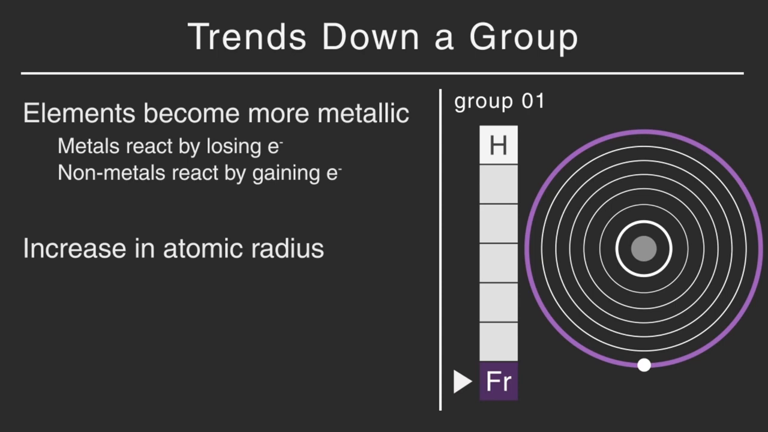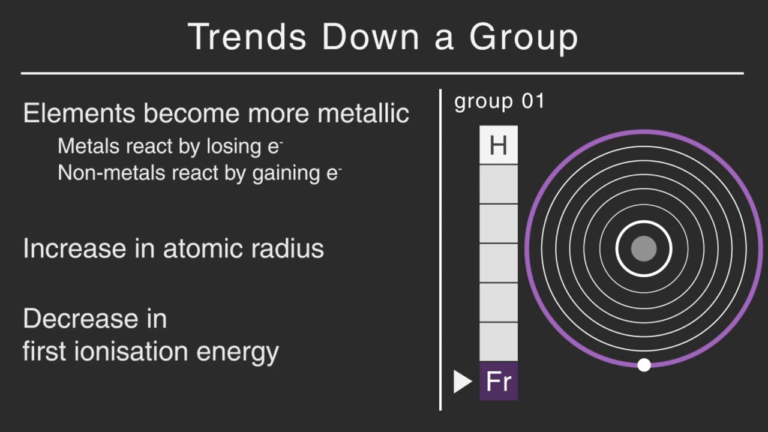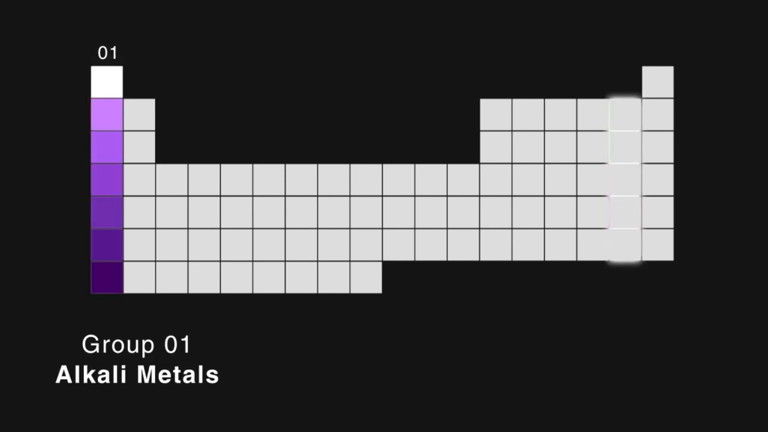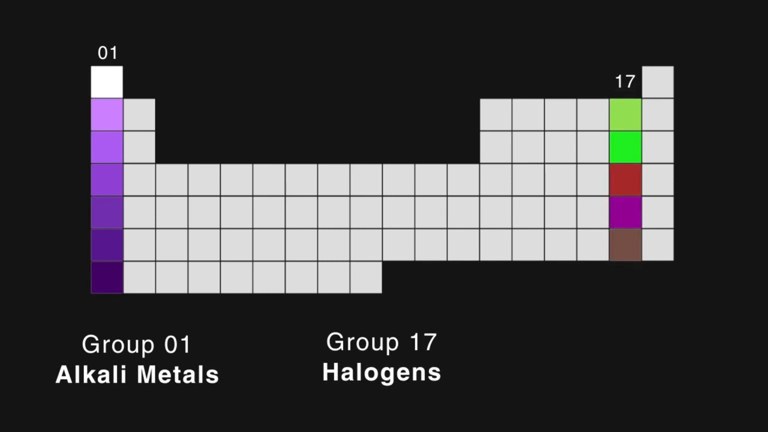However, there is a decrease in first ionization energy, which, as noted before, is the energy needed to remove the outermost electron. There are 3 groups of the periodic table that are usually studied. Group 1, the alkali metals, Group 17, called the halogens, and Group 18, called the noble gases.